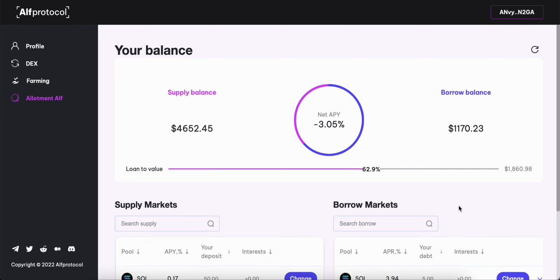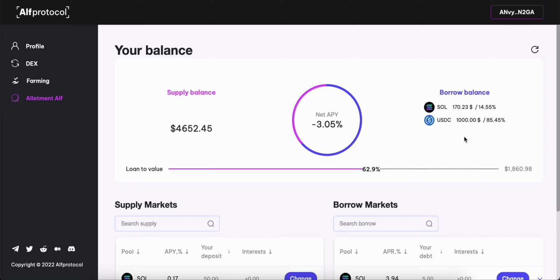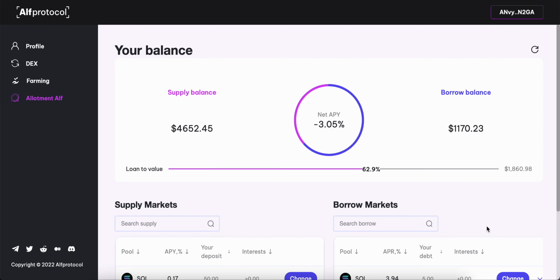Now the borrow balance is how much money you borrowed from the protocol. If you also hover onto the borrow balance, you will see that we have two debt positions, one of Solanas for $170 and $1,000 worth of USDC, also borrowed from the protocol.